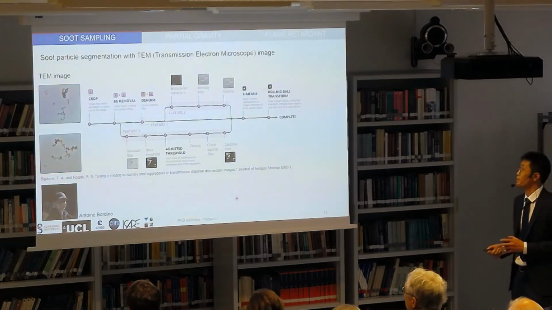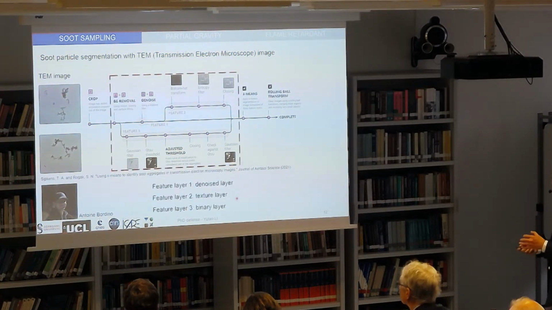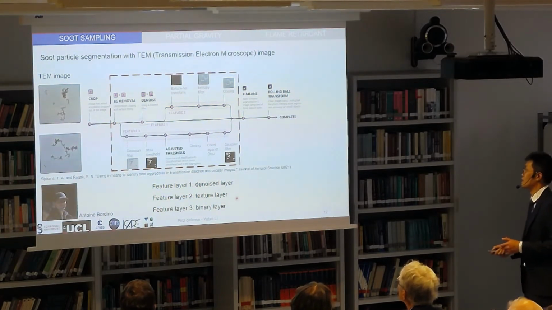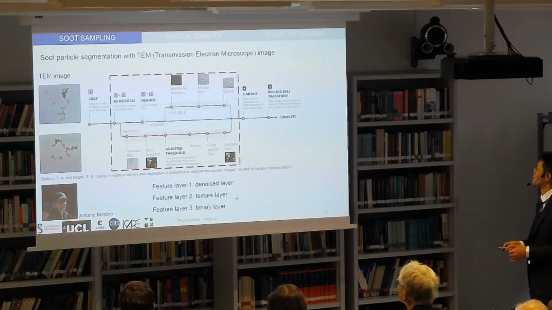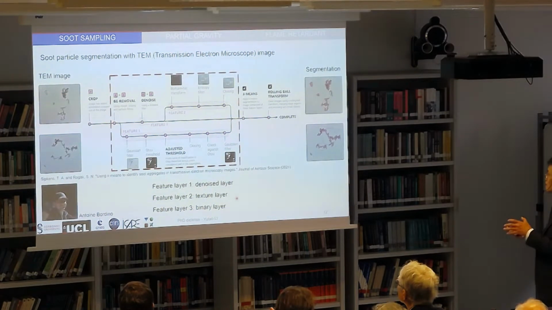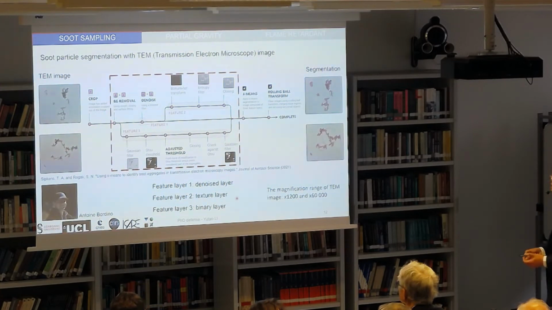Here we apply the k-means segmentation method proposed by Spigen and Rogate. To obtain the result properly, they proposed pre-processing the image with 3 feature layers, which are the noise layer, texture layer, and the binary layer. Then, applying the k-means segmentation to this image composed of these 3 feature layers, at the end, the soot particles can be properly identified. This method has been applied on all the TEM images that we obtained, with a magnification range from 1,200 to 60,000.